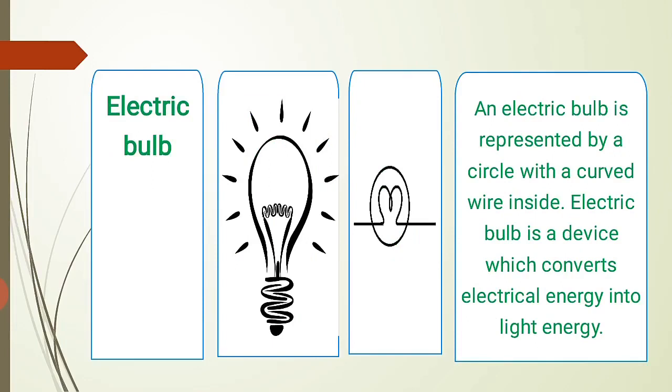The filament glows when an electric current passes through the circuit. Right? When the current passes through the circuit, the filament glows, and what happens? Light energy is produced. Right? An electric bulb is a device which converts what? Electrical energy into light energy. This we are discussing again here. So this was also in 9th standard, right?